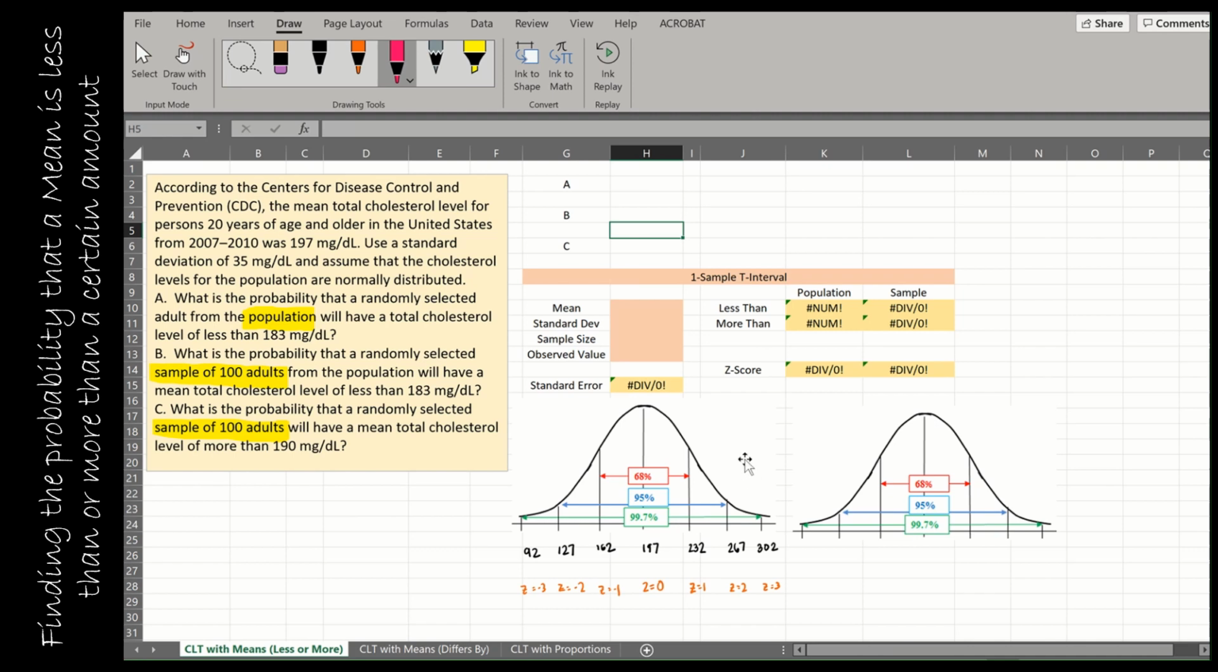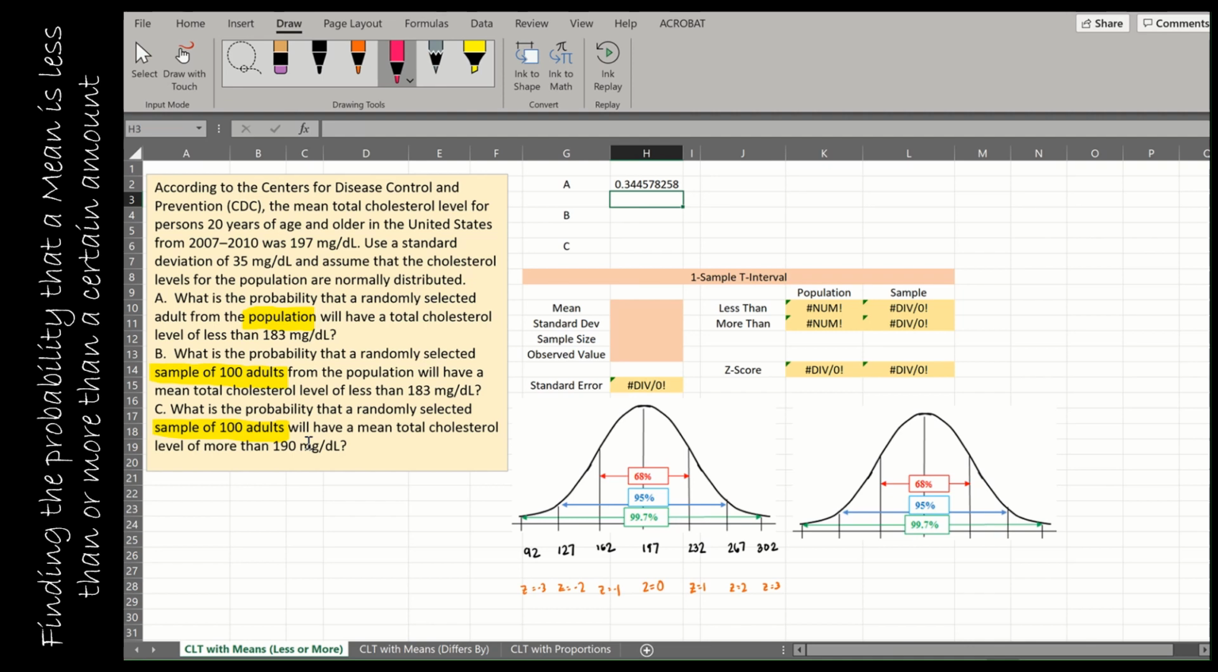So just as we did last week, I'm going to use the NORM.DIST function, and x will be 183 because x represents the observed value. And then we're going to enter our mean, which is 197, our standard deviation, which is 35, and cumulative means, do you want that value all the way to the left? Yes, I do. And so my solution is 0.3446, or about 34.46%.